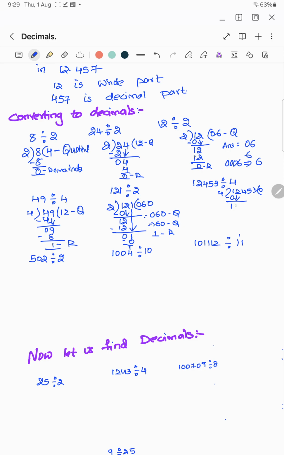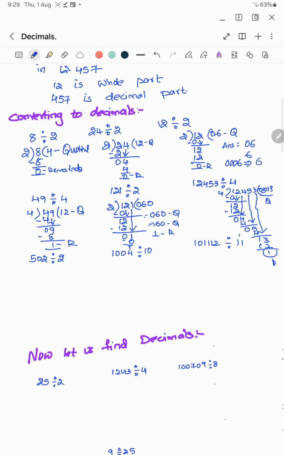Next, take the number carried on, 2. 4 threes are 12. 12 minus 12 is 0. Next, take the number carried on, 4. 4 ones are 4. So 0. Again, take the next number carried on, 5. 4 ones are 4, 1, and take the carried on 3. So 4 threes are 12. 1 is the remainder. So this is the quotient and this is the remainder.